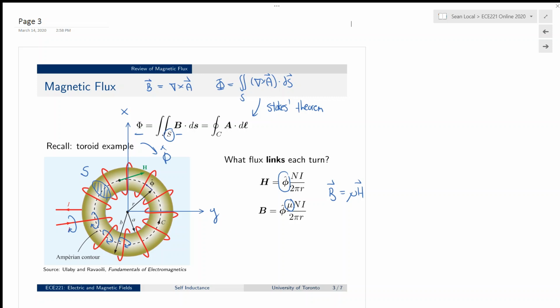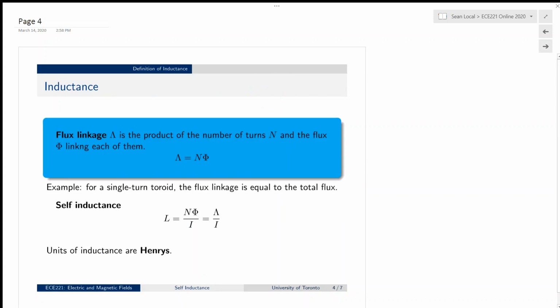This is quite crucial to the definition of inductance. So we're going to introduce a quantity here known as flux linkage. For flux linkage, we're going to use the Greek letter capital lambda, which is defined as the product of the number of turns in our coil and the flux phi that links each of them. So we find this by first computing the flux phi, which we did in the previous slide, and then simply multiplying that by the number of turns, and that is what we call flux linkage.